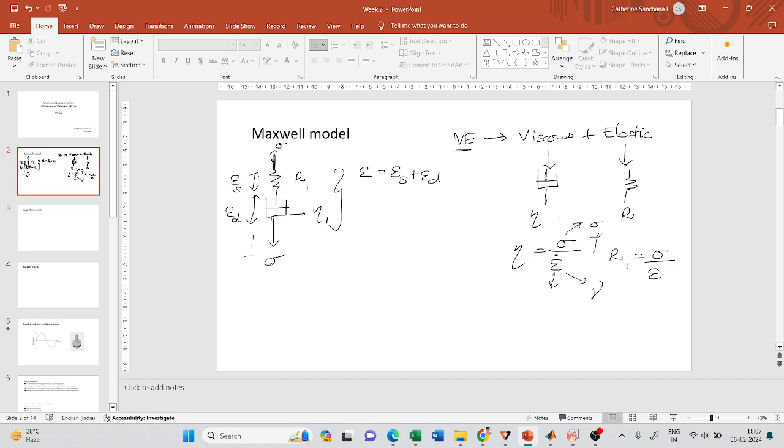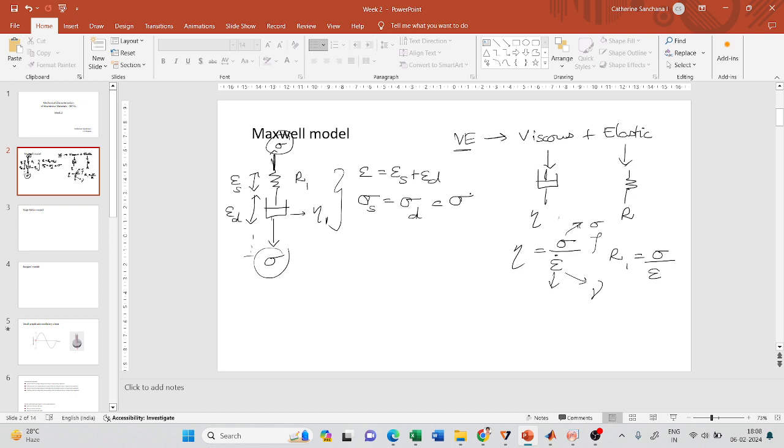But what will be the stress exerted on each of these elements? It will be simply sigma, which means the stress exerted on the spring, denoted as sigma s, is equal to the stress exerted on this dashpot, denoted as sigma d, which is nothing but the stress that I'm exerting on the total Maxwell model. So sigma s equals sigma d equals sigma.